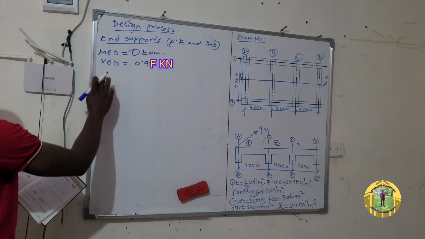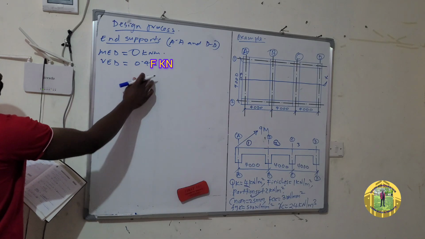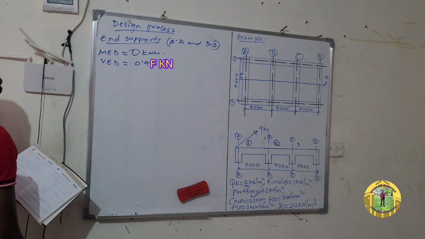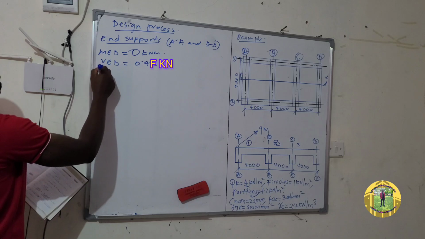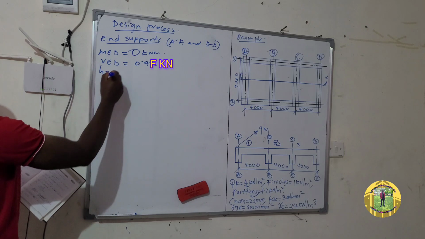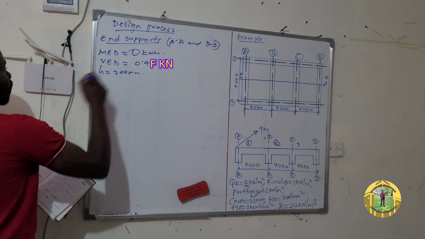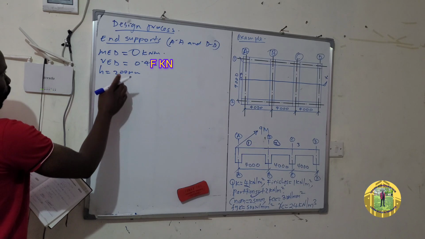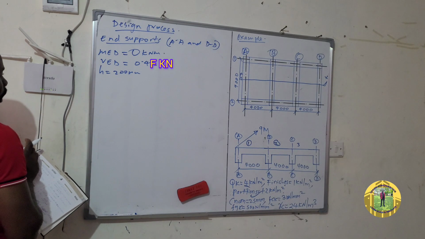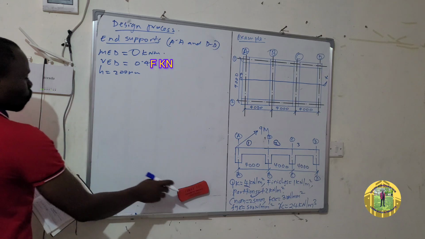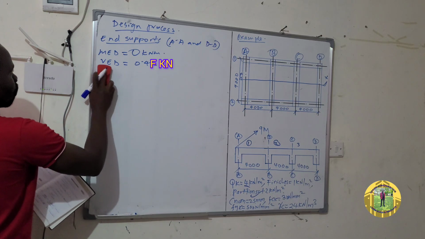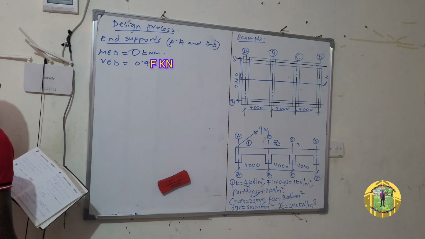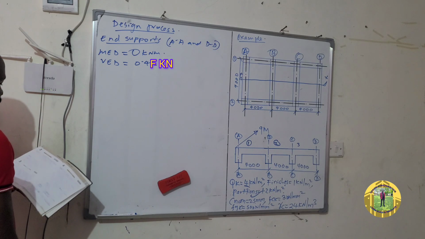And again, we are not going to design for the shear because the code states that a slab which has an overall depth below 200 millimeters, there is no need to provide shear reinforcement. And for our case, our H is 150 millimeter, and therefore no need to proceed to such. So we are already done with end support AA and DD.